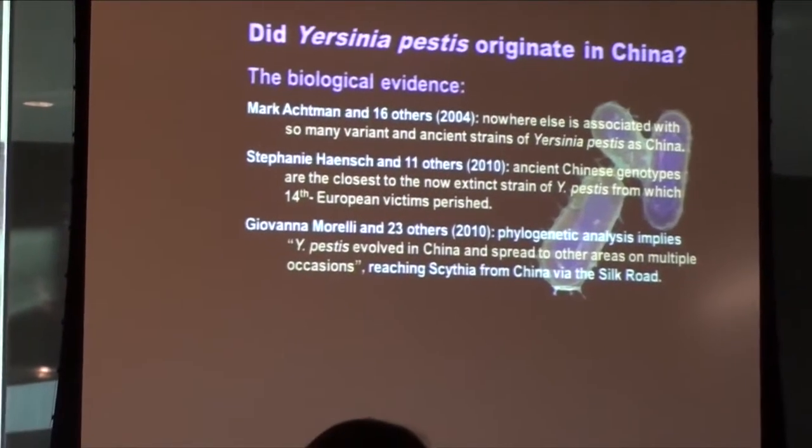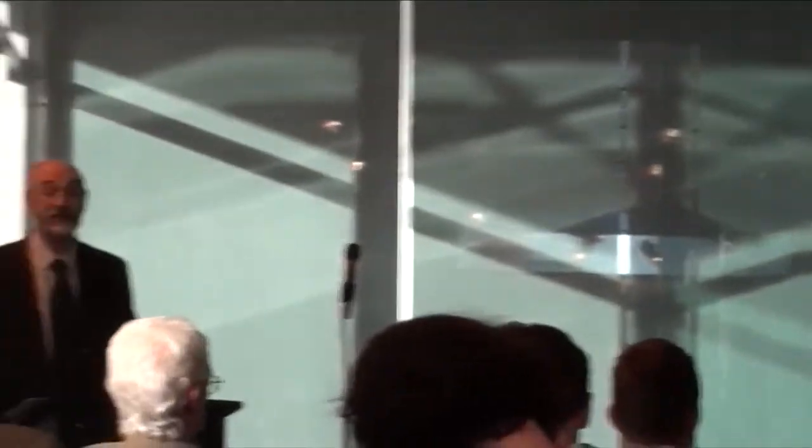And the most recent study by Giovanna Morelli and 23 other scientists. So when you have all those et al. in a scientific publication now, it's kind of like two soccer teams of scientists. Phylogenetic analysis implies that Yersinia pestis evolved in China and spread to other areas on multiple occasions, reaching Syria from China via the Silk Road. That's the biological evidence, but it is not confirmed by the available historical evidence.